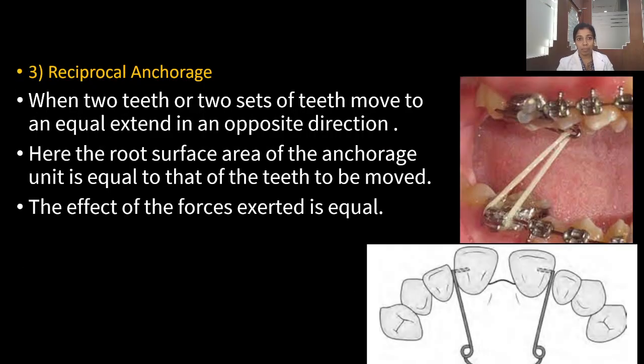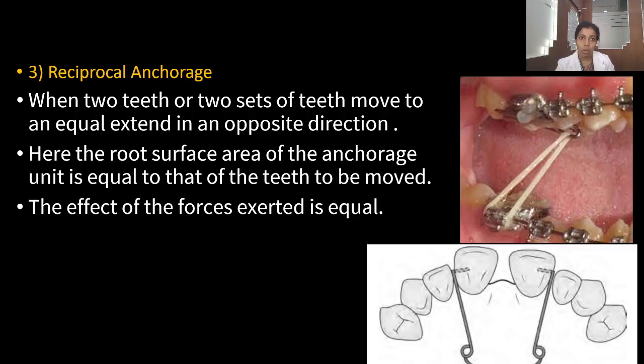And next is an important type of classification, that is reciprocal anchorage. Reciprocal anchorage means, as the word reciprocal suggests, like when in all other cases there is an anchorage unit and a reactionary, that is moving unit, that is a stationary unit and a moving unit. In reciprocal anchorage, the sets of teeth act as both anchorage and the moving unit.